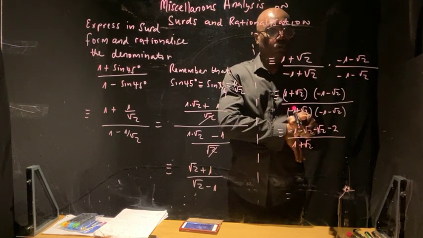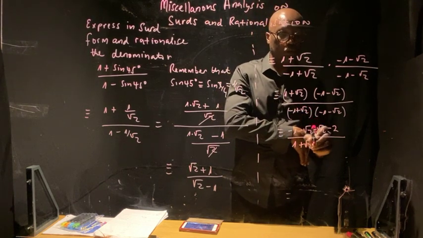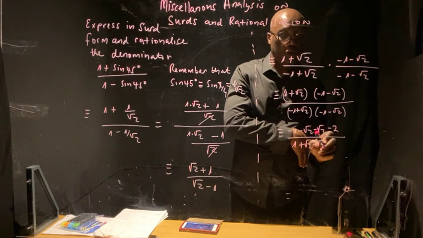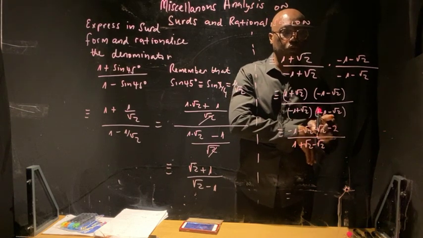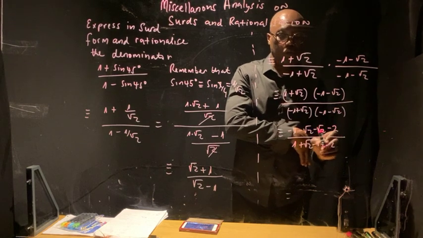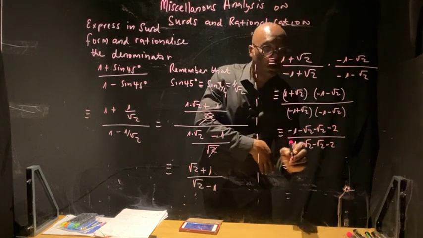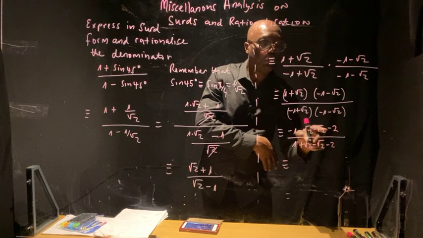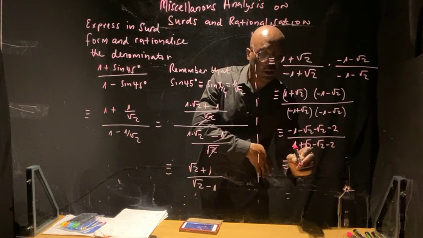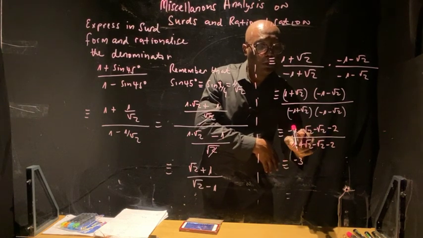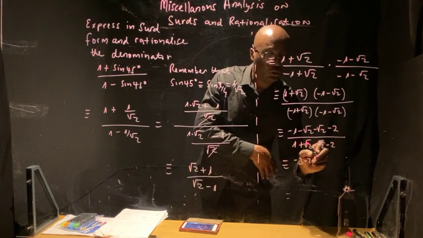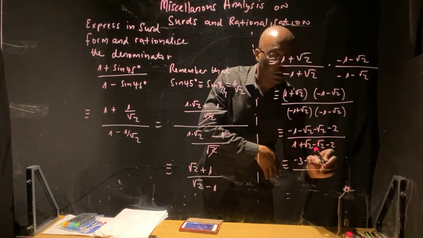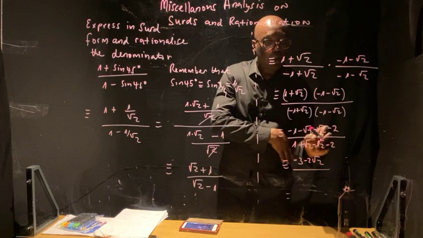Positive root 2 multiplied by minus 1 is equal to negative root 2. Positive root 2 multiplied by negative root 2 is equal to negative 2. So it becomes minus 1 minus 2, which is equal to minus 3. Minus root 2 minus root 2 is equal to minus 2 root 2, all over. This one cancels this one.